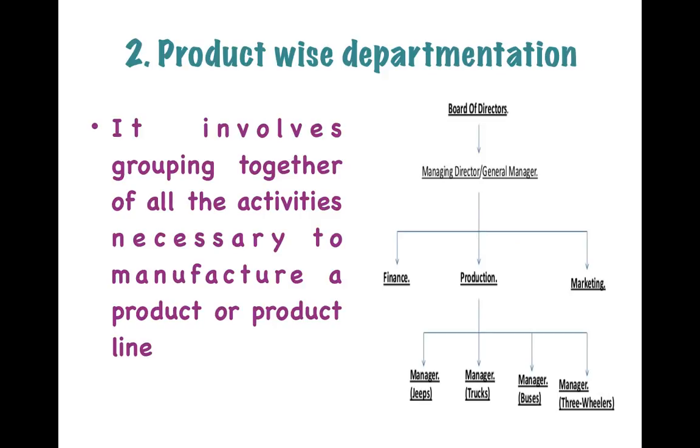So what they have done in the production department, they have divided the organization into different departments. That is, we have a manager for jeeps, a manager who's taking care of the trucks business, another manager taking care of the buses, and another manager taking care of the three-wheelers. So that way they have divided the work in different product lines. Now, what are the merits of product-wise departmentation?